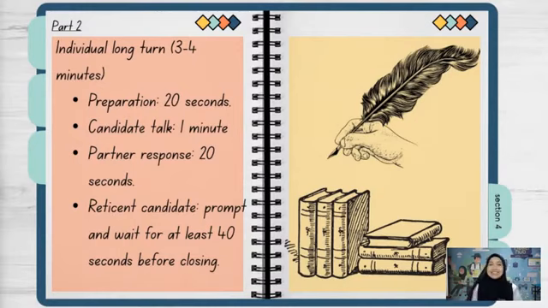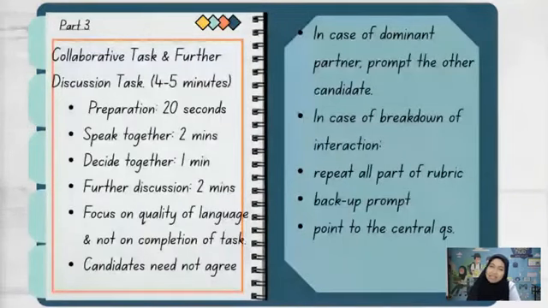Now let's take a look at part 3. Part 3 is the collaborative task and further discussion task. It takes about 4 to 5 minutes. The preparation is 90 seconds, same as part 2. They will speak together for 2 minutes, decide together for 1 minute, and have further discussion for 2 minutes.